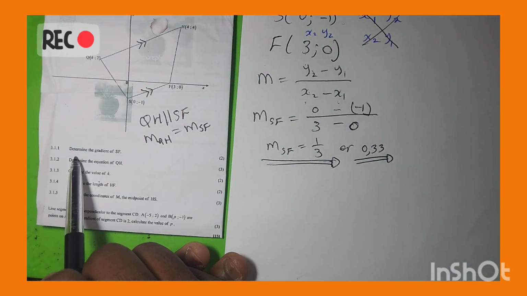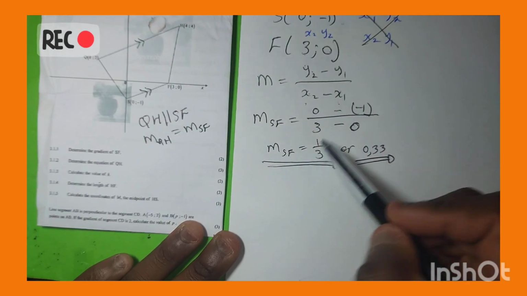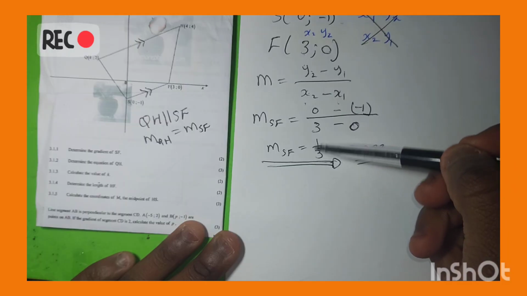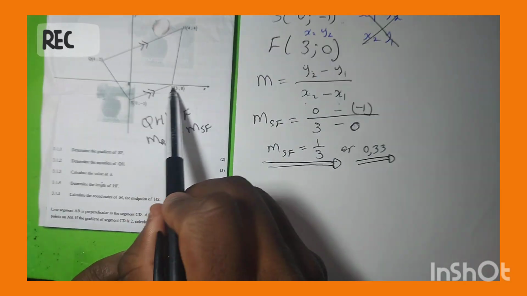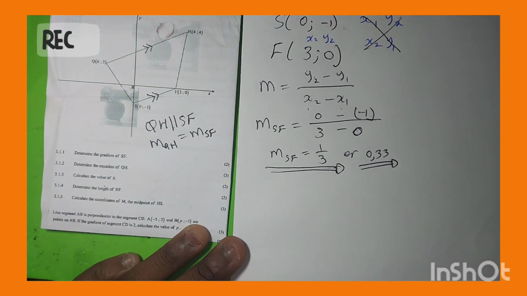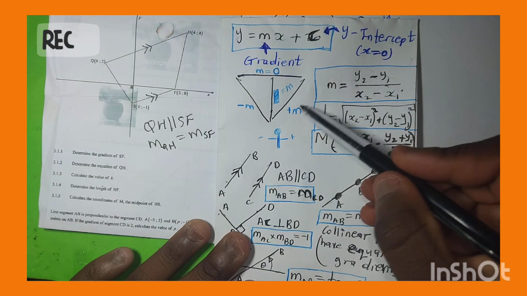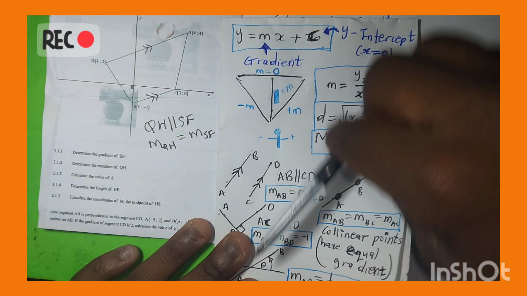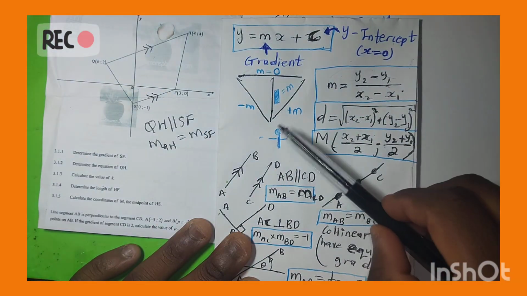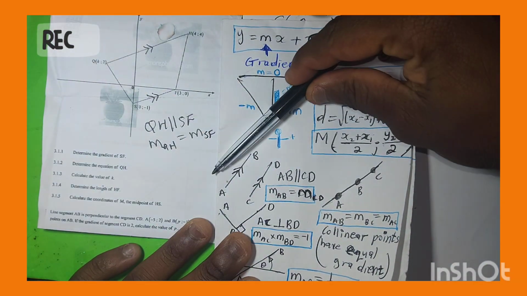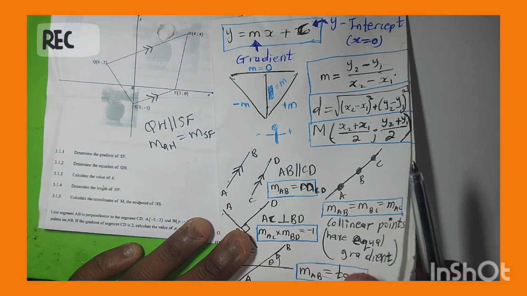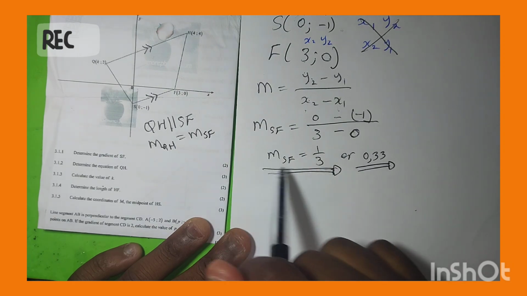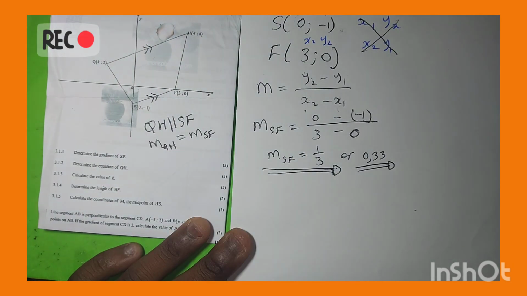So if you can take note, your gradient is positive, by the way. Even the line, the way it is, represents a positive gradient. I told you that if the gradient is positive, the line must be like this, going upward. So this is the gradient of this line.